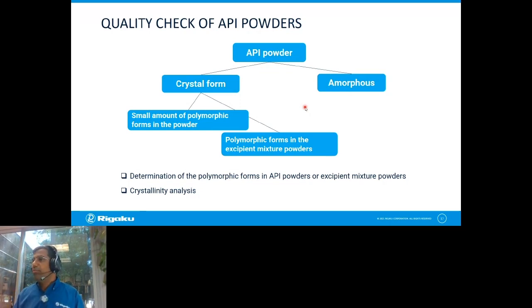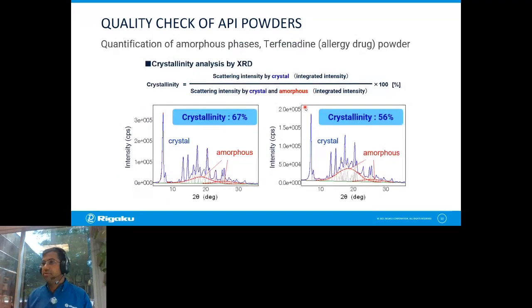And polymorphic forms in the excipient mixture, the one you are adding to this, can also be present or could be enhanced or reduced. So we should all know this. Where is this leading to? So let's begin step by step on this also.